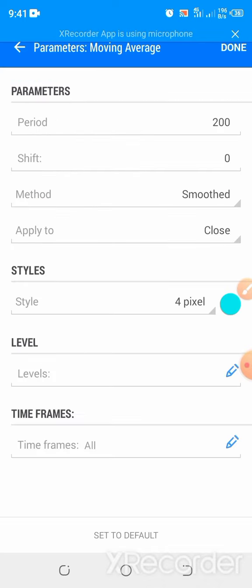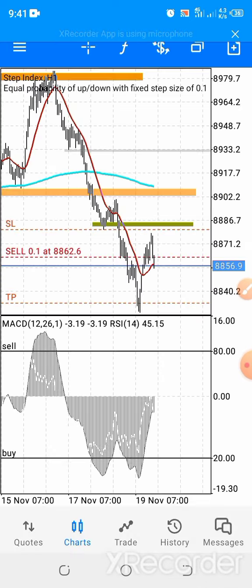The moving average 200 smoothed, 4 pixel and the rest. Please pause it and follow. The second moving average is a 20 linear weighted close. Done. So we go right into the strategy. So this is a downtrend. First of all, you have to identify the trend. Number one, what time frame are you on? Number two, number three, what's the position of price?